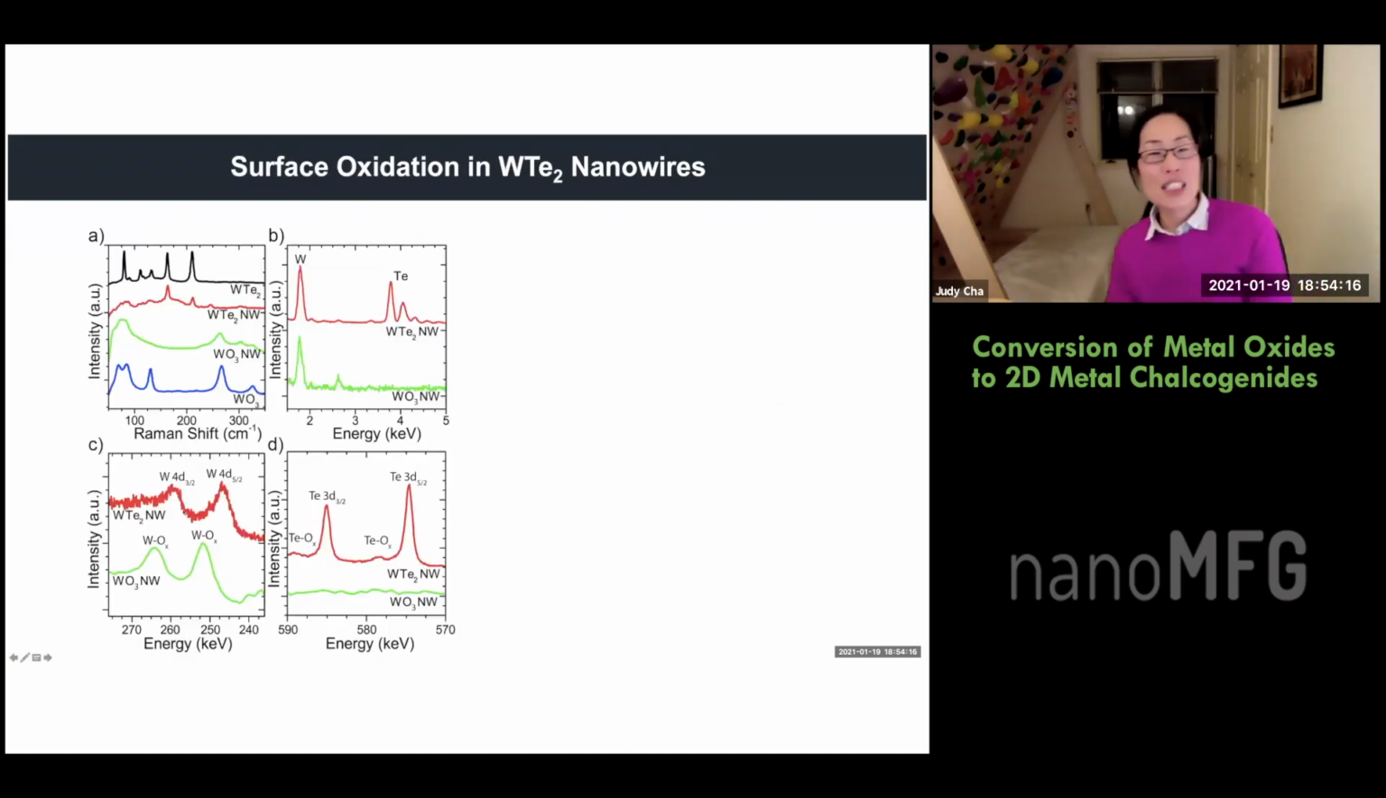So here is the example. This is a very busy slide, but we can make tungsten telluride nanowires. But if you just leave the tungsten telluride nanowires in air, there's a lot of oxide that you're going to form. So let's look at this XPS. Here's the tellurium P for the tungsten telluride, and here is the tellurium oxide species that you will grow with oxidation.